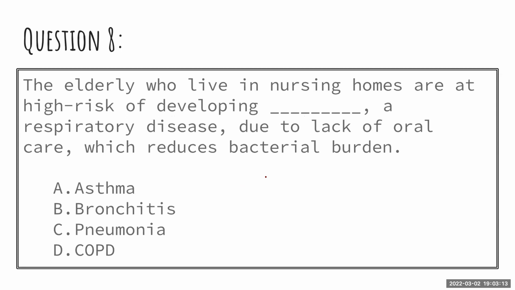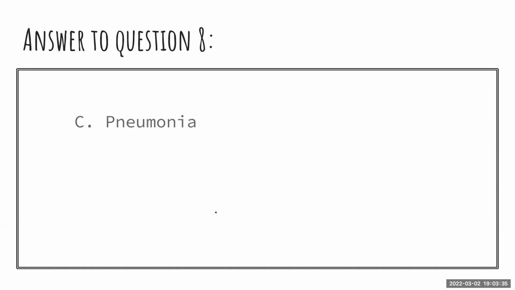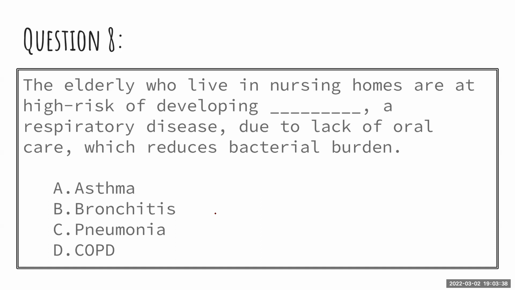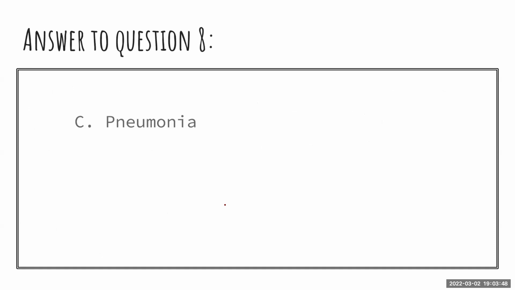The elderly who live in nursing homes are at high risk for developing what? A respiratory disease due to the lack of oral care, which reduces bacterial burden. A. C. COPD. And that's pneumonia, because they're aspirating it into their lungs. They're aspirating the bacteria that's in their mouth into their lungs. Okay, so just make notes of things that you want to look up.